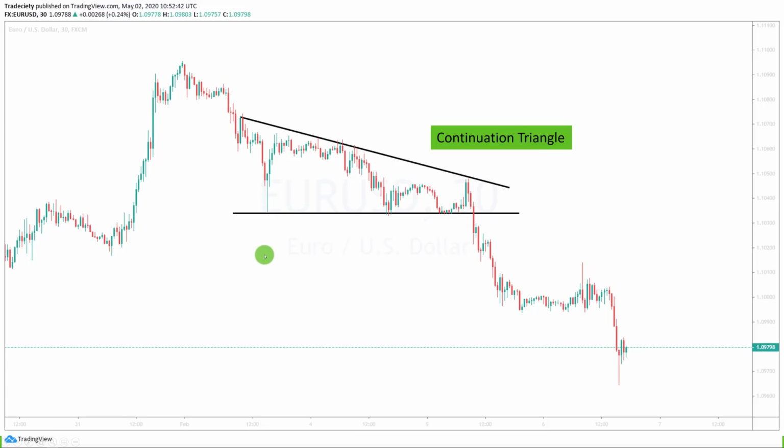Continuation triangle. We have looked at triangles as breakout patterns for reversals, but they can also be continuation signals. So the downtrend was started here, but the downtrend came to a pause, and during the downtrend, the price established a very, very good support area, very well defined with good swing points, but at the same time, the highs are coming down.